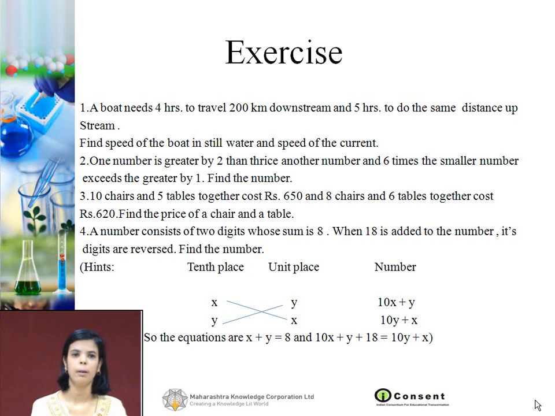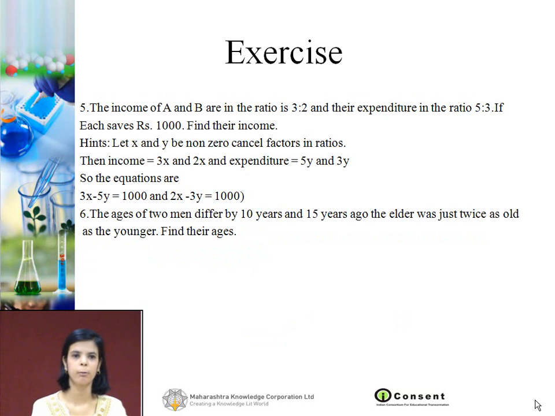Next one, a number consists of 2 digits whose sum is 8. When 18 is added to the number, its digits are reversed. Find the number. Here are some hints given. Next one, the incomes of A and B are in the ratio 3:2 and their expenditures in the ratio 5:3. If each saves rupees 1000, find their income.